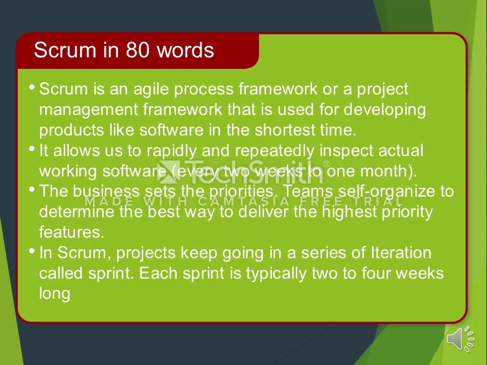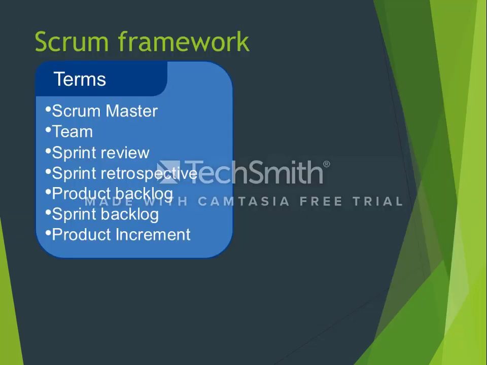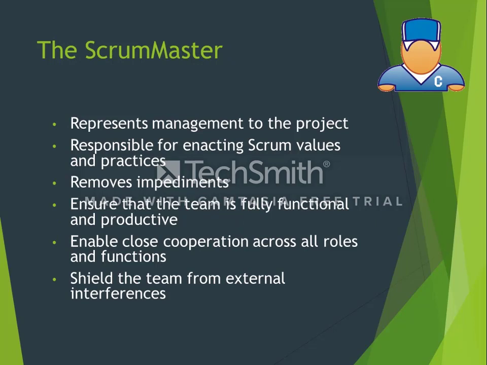An introduction to Scrum would not be complete without knowing the Scrum terms you'll be using. Here are the terms. First, let's talk about roles in Scrum. There are 2 major roles in Scrum: Scrum Master and Scrum Team. Scrum Master is the leader of the Scrum team. Scrum Master is like a project manager. He represents management to the project.